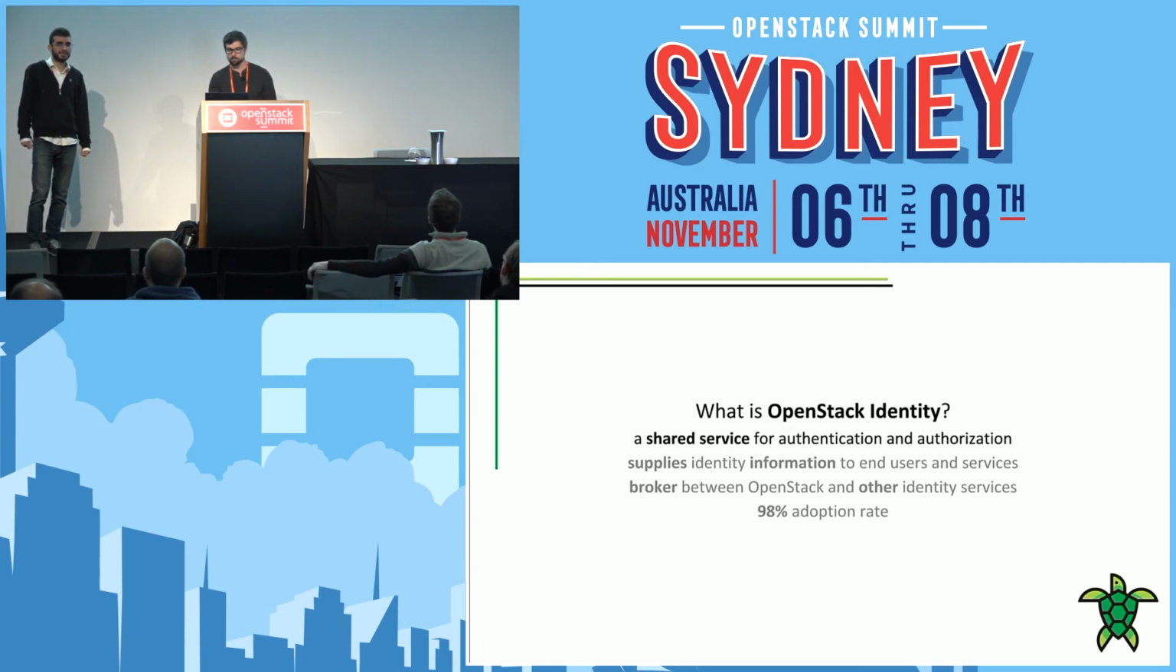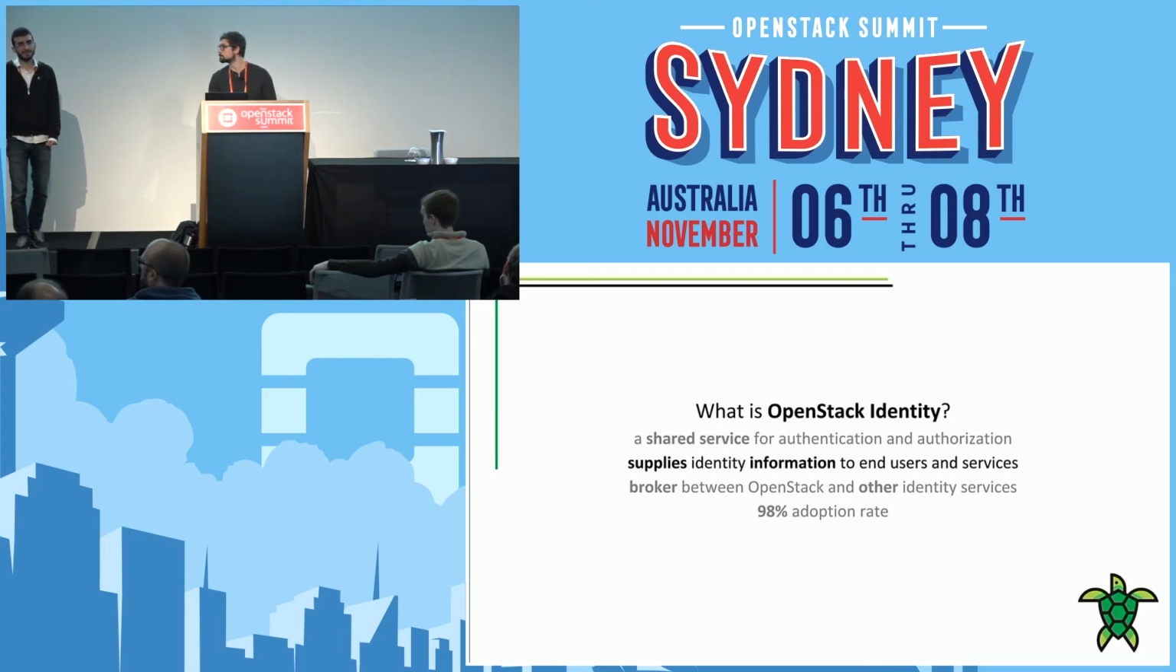The OpenStack Identity Service supplies identity and service information to end users and services, and it's one of the fundamental building blocks of OpenStack, and is therefore one of the requirements for any OpenStack service to have basic support for OpenStack Identity. It can also act as a broker between OpenStack and other identity services. So if, for example, you have an external identity management solution, you can tie that in either through standard federation protocols or through other mechanisms such as LDAP.